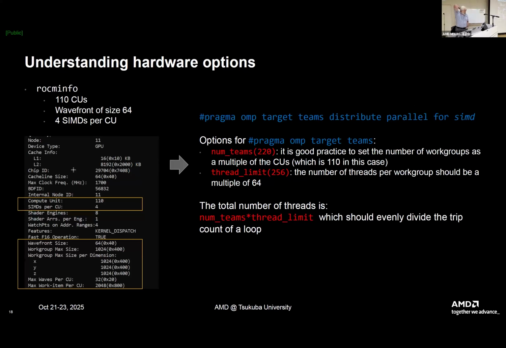Well, how do I know what threads and what teams to use? Well, you can use rocminfo to get the information out about your system. So you can get compute units is 110. SIMDs per compute unit is 4. And so that can give me some hints what to put into these clauses. Again, though, I generally would let the compiler deal with this. It usually does a smart thing.